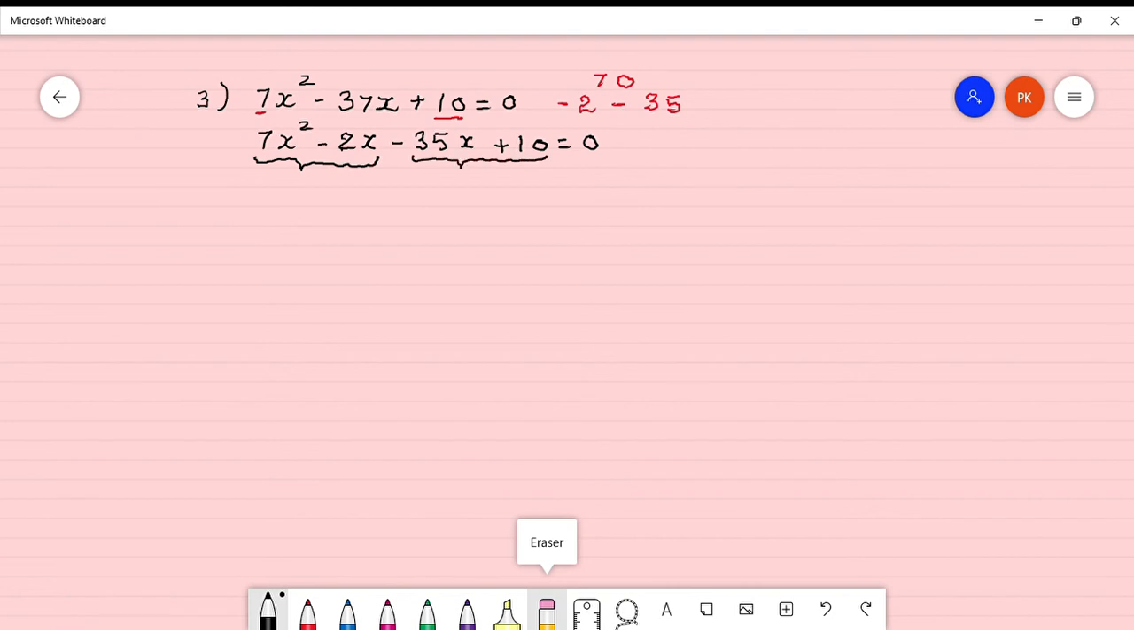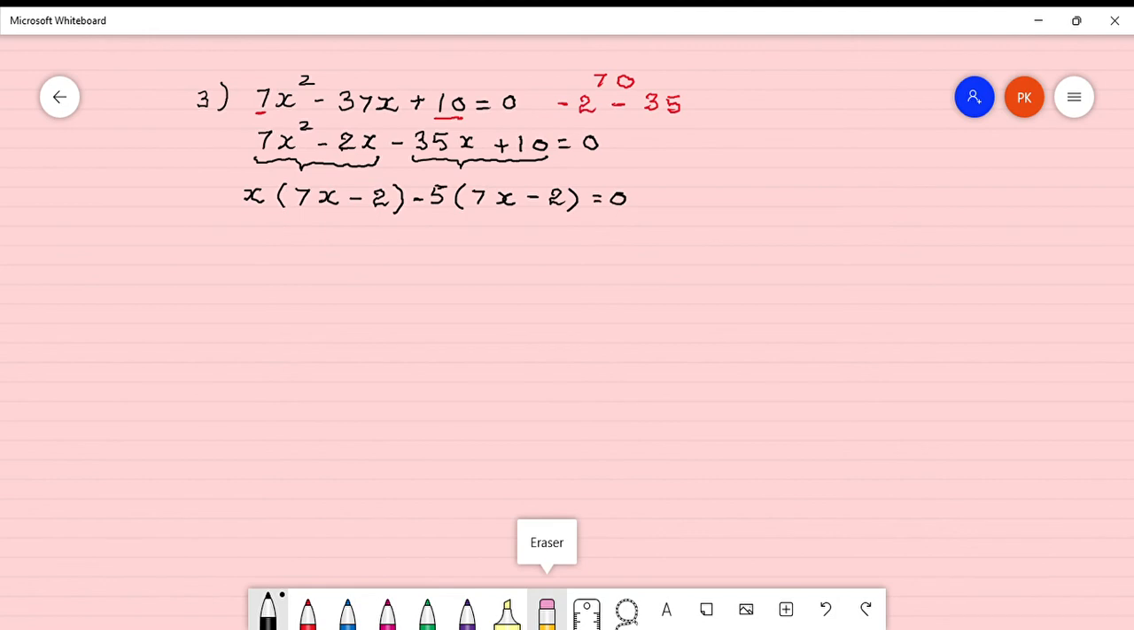So from the first two terms, what can be taken common? x. So from 7x² I have taken x common, so 7x is remaining here, and from -2x I have taken x common, so -2 will remain here. Now take the sign of the third term common, and from 35x and 10, a 5 will come common. So 5 sevens are 35. Since I have taken a negative sign out, this will become minus 5 twos are 10.